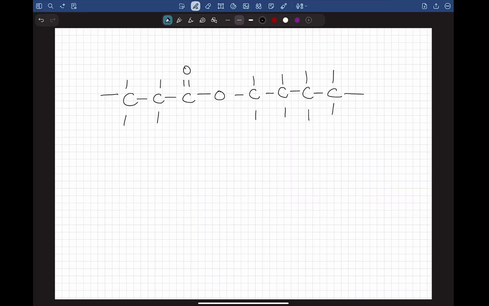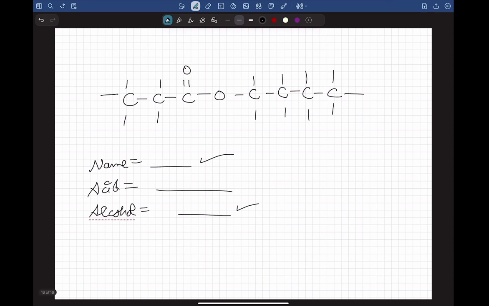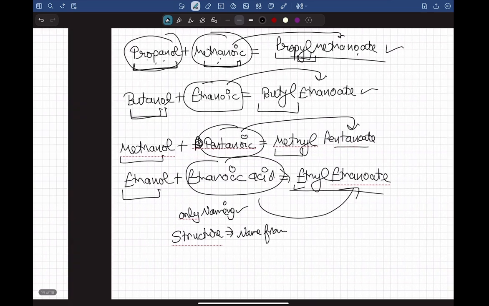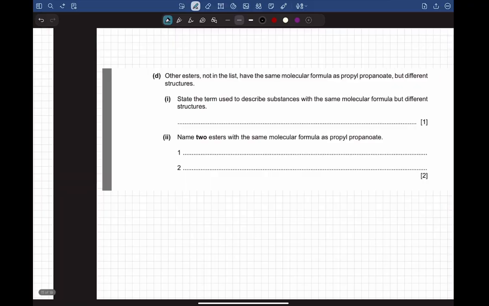But now only the structure is given and you need to tell what is the name of the ester, and which acid was used here and which alcohol was used here. This kind of question they can also ask you. And I think there is one question which I have copy pasted here as well.